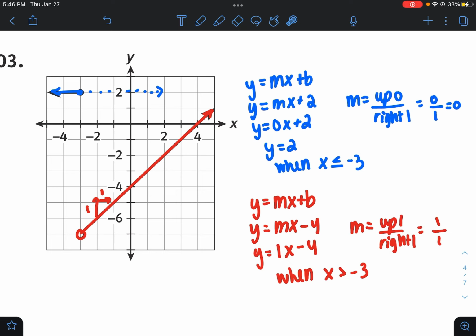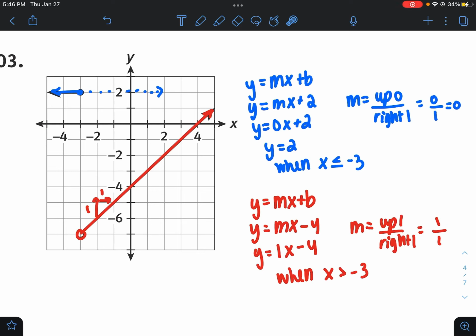So with our 0 slope, 0 times x is 0. So this is just y is equal to 2. And when does this function take place? Well, when x is at negative 3. But also, since it's pointing to the left, it's less than. So when x is less than or equal to negative 3.